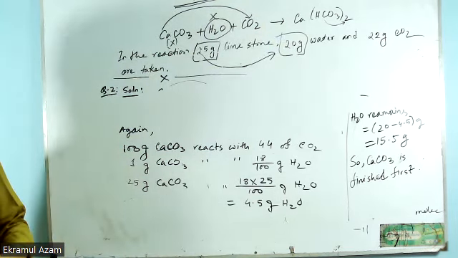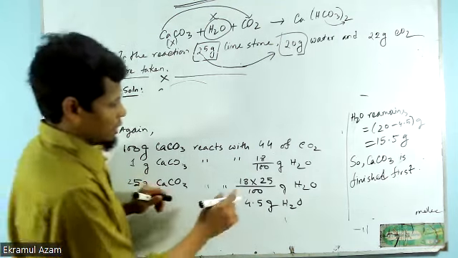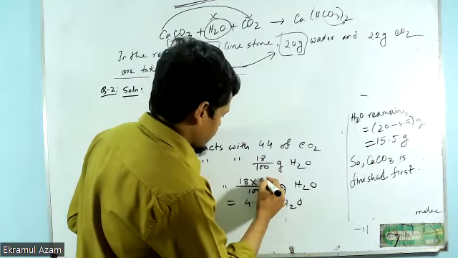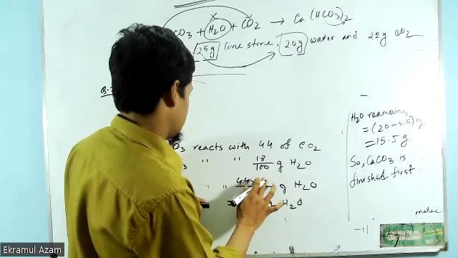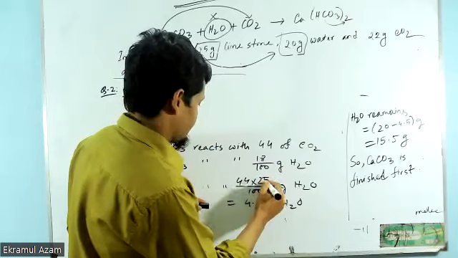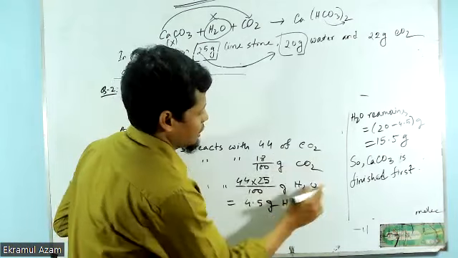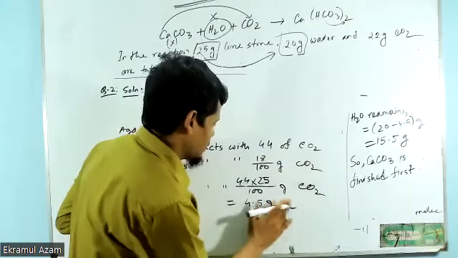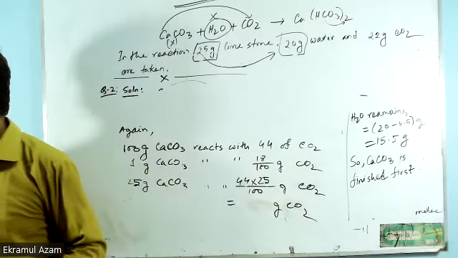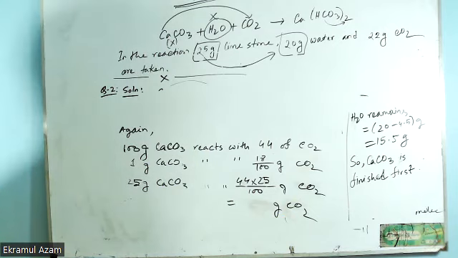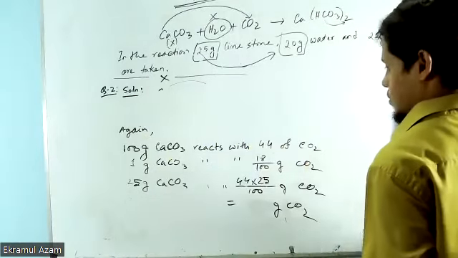Now for 1 gram and 25 gram, you have to determine again. For 25 gram, it will be 44 by 100 times 25. What will be the answer? In this case, you must write carbon dioxide. Now determine the answer. Sir, one question. Tell me. Sir, 11 came.